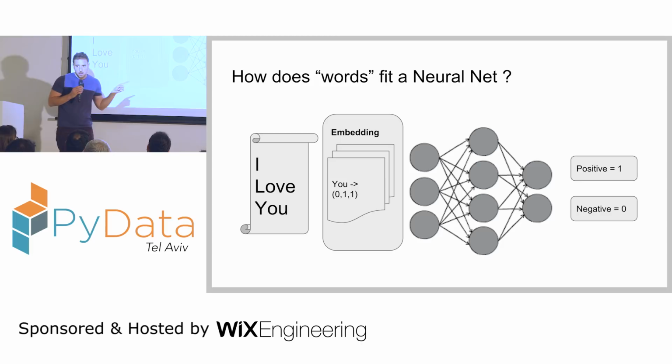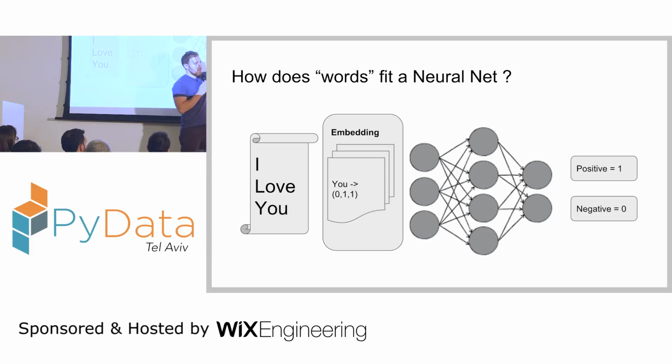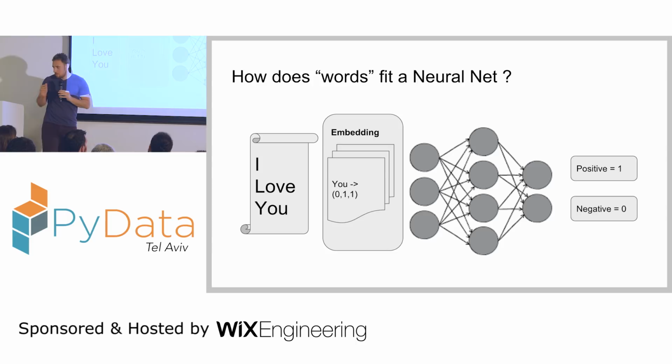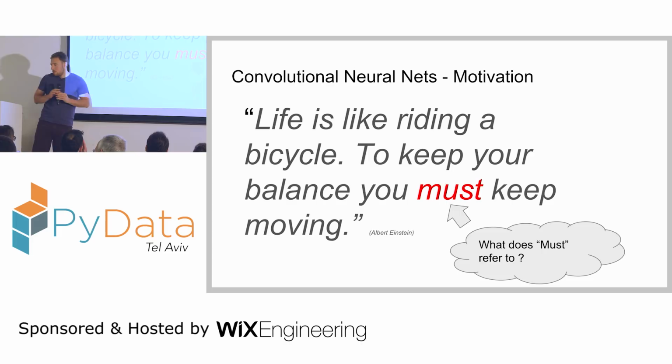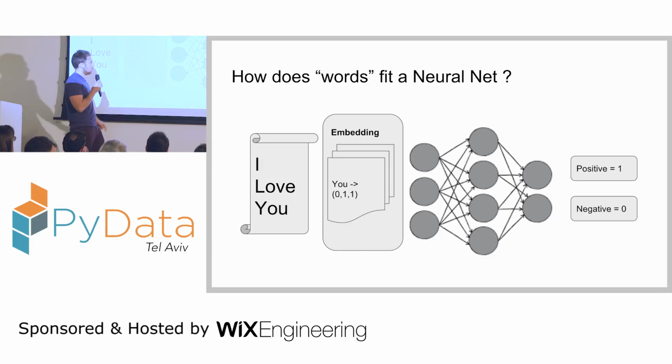This example is actually a classification example. The targets, as you see, are either positive or negative sentiment. And this example is so simple that you can implement it in like 6 or 7 lines. Pretty easy with Keras. Okay, so in this example, we covered what is called a fully connected neural network. All of the nodes or neurons are connected to each other.